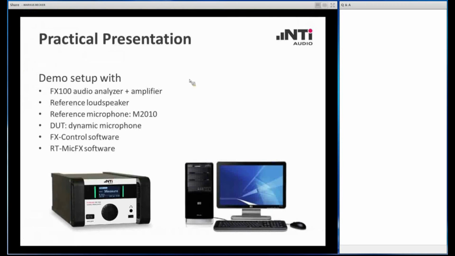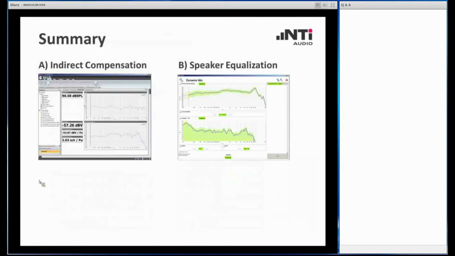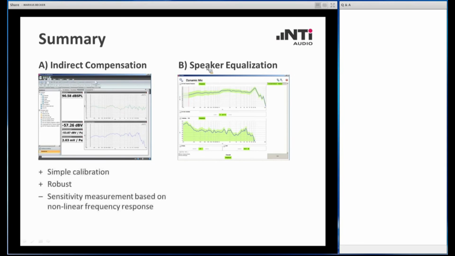Let's get back to our presentation. Summarizing what we have just seen, we have started with the indirect compensation by using the FX control software, followed by the speaker equalization solution with the Artimic FX software. So these two methods, the indirect compensation and the speaker equalization, have of course their pros and cons. The indirect compensation has the advantage that it's pretty simple to implement, it's a very robust solution.